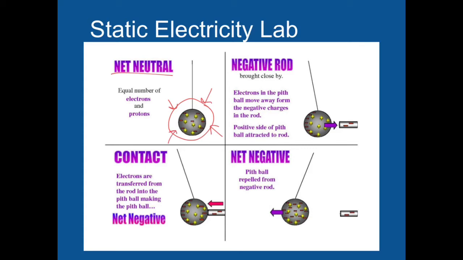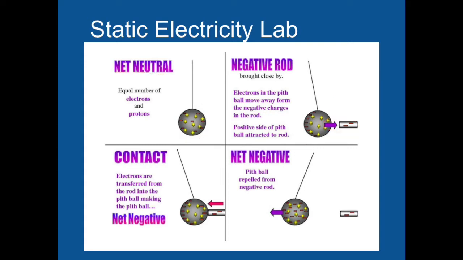Now, say you bring a negative rod near it, but not touch it. This is what would be called induction. Induction means that you're bringing a charge near it without touching, but you're affecting the other object. In this case, electrons, again, are going to repel to the left side of the pith ball, which means that you're going to have more of a positive side on the right side, which will naturally have the negative rod and the positive end of the ball attract each other.